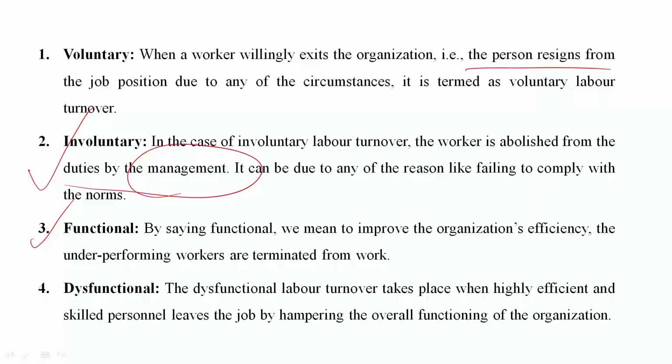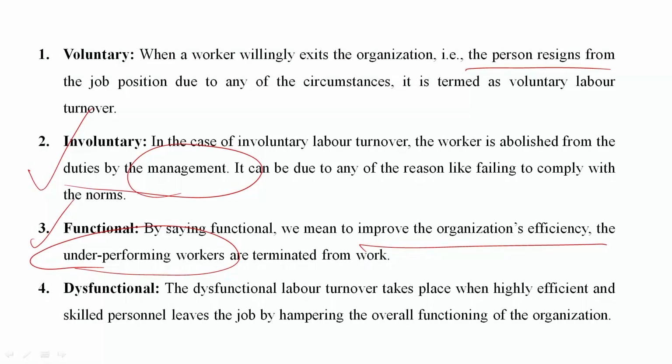That means the worker may not like to leave the organization, but management would like him or her to leave the organization. Then functional: by functional we mean to improve the organizational efficiency. The underperforming people are asked to exit the organization, so that fresh people can enter into the organization.